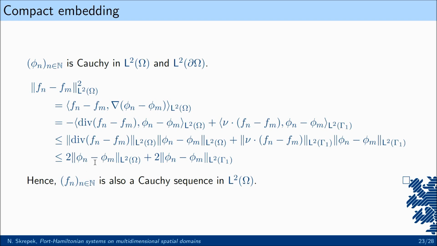And now, since phi n is a Cauchy sequence in L2 on omega and a Cauchy sequence in L2 on all of the boundary, also on this part gamma 1, also Fn is a Cauchy sequence. So this was actually pretty easy. I think I'm already over time. And this is the main idea also for the general result.